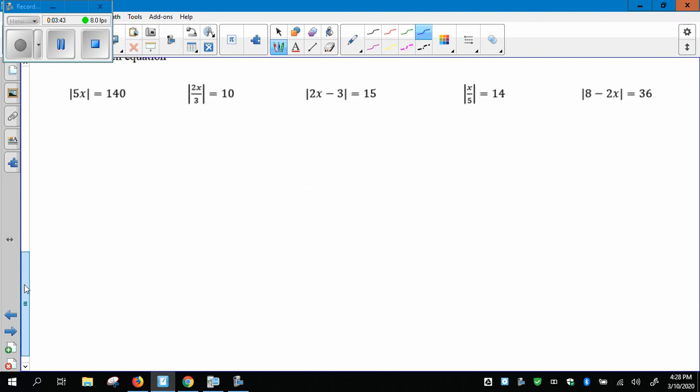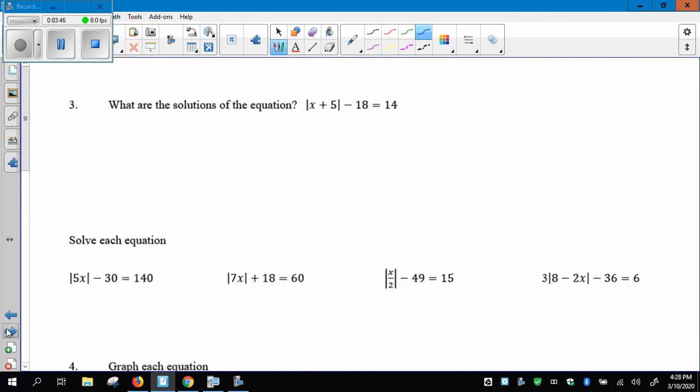Okay, on number 3, we want to know what are the solutions of this equation. Remember that in order to start making decisions about what values of x can go in there, you don't want to have any junk outside that. So we're going to get rid of this 18 first, add 18 to both sides. So that gives me the absolute value of x plus 5 equals 14 plus 18 is 32. Now I can think about what this value could be.